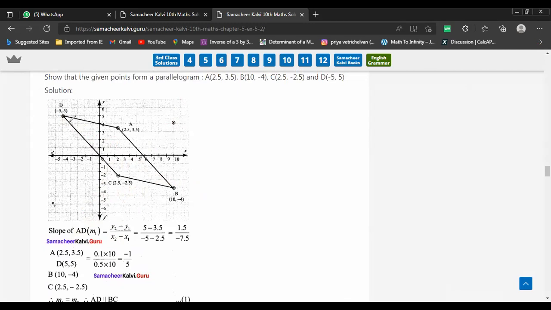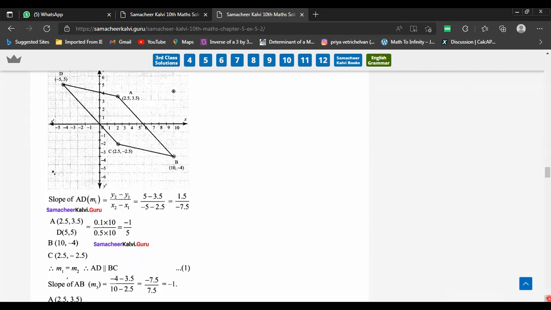So the line AD. So they are taking the line AD and line BC as parallel lines. These two lines are parallel to each other. So when two lines are parallel to each other, their slope will be equal. Remember this. When the lines are perpendicular to each other, the product of their slopes must be equal to -1. When two lines are parallel to each other, their slope must be equal. Okay. So these two lines are parallel. So you can say this slope must be equal to this slope.